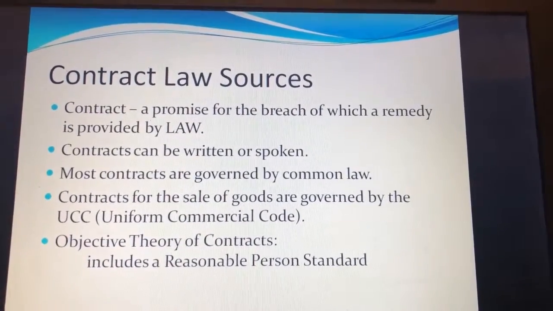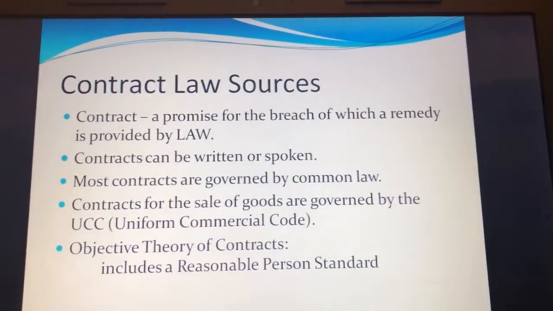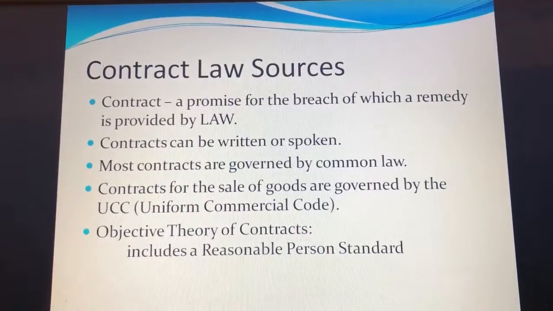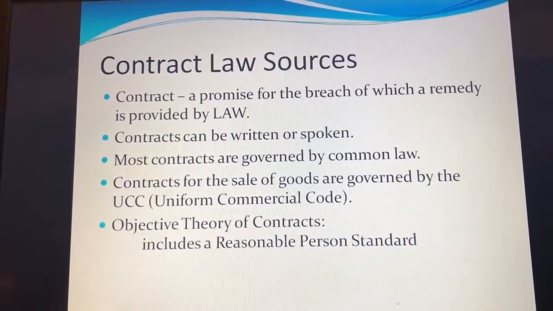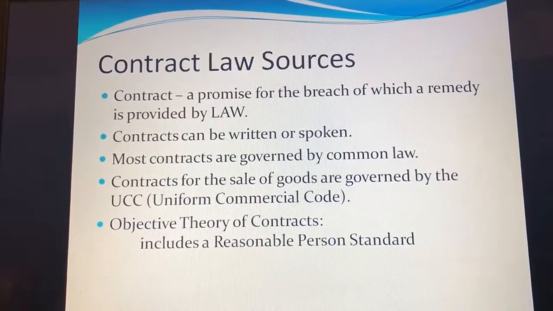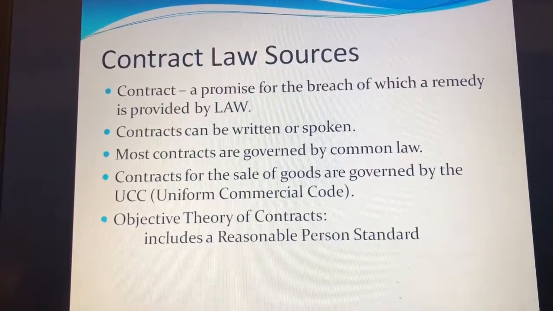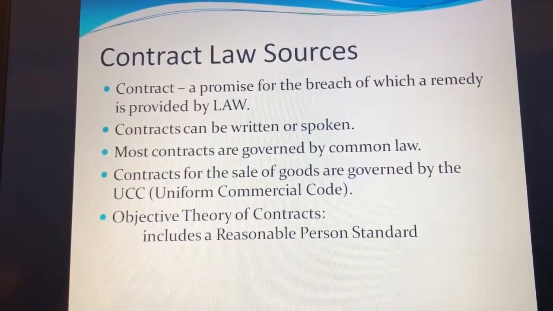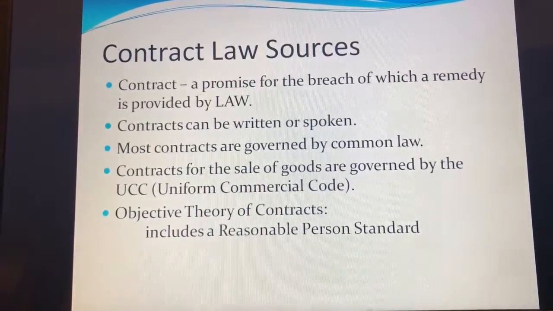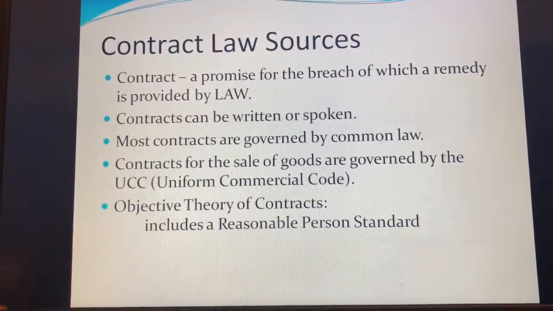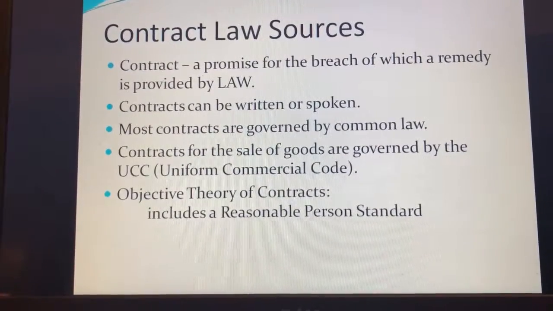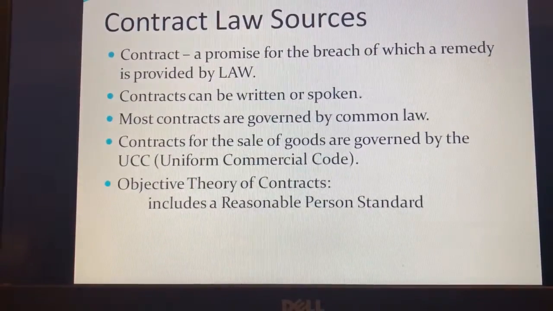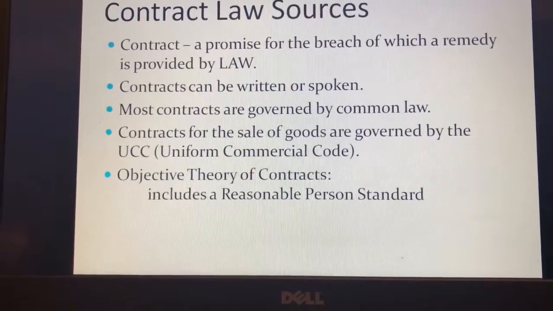So what is a contract? A contract is a promise for the breach of which a remedy is provided by the law. They can be both written and spoken, non-written. Contracts are generally governed by common law, which varies from state to state. As a result, contracts for the sale of goods are governed by Article 2 of the UCC, Uniform Commercial Code.